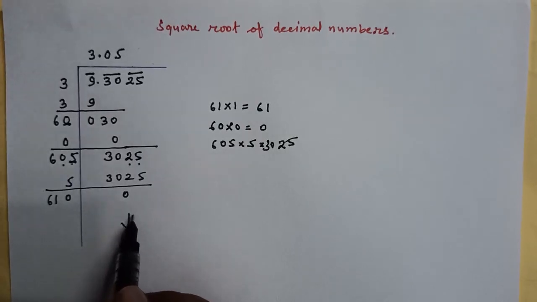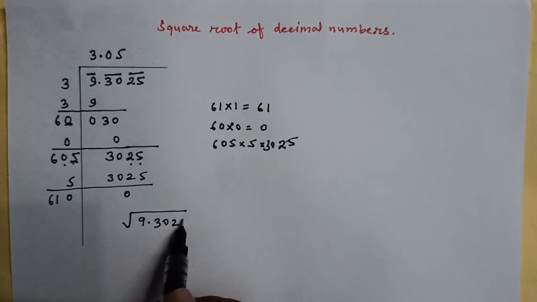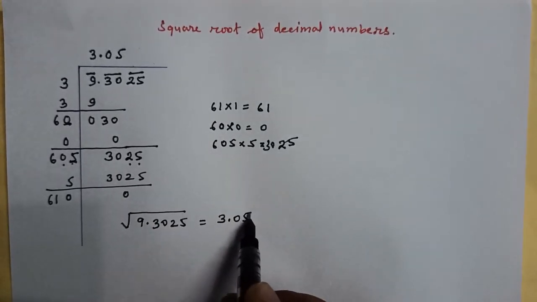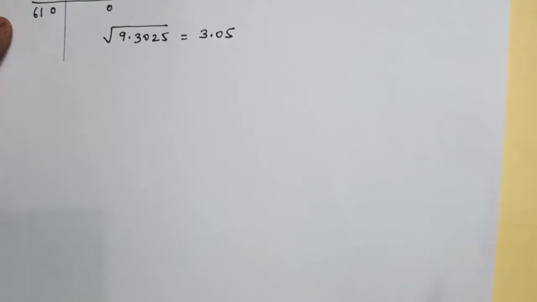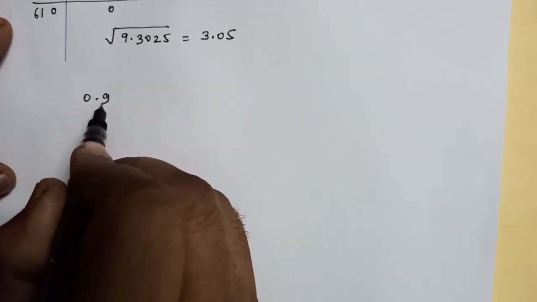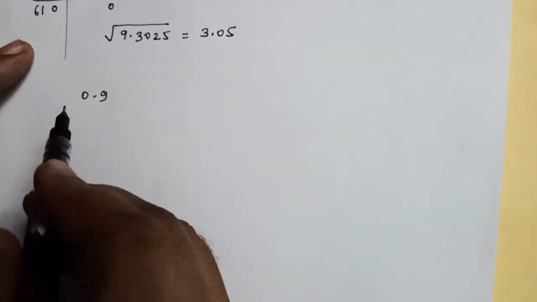Hence, the square root of 9.3025 is equal to 3.05. Now, find out the square root of 0.9 up to 2 places of decimal.